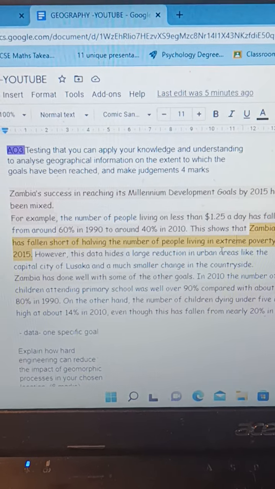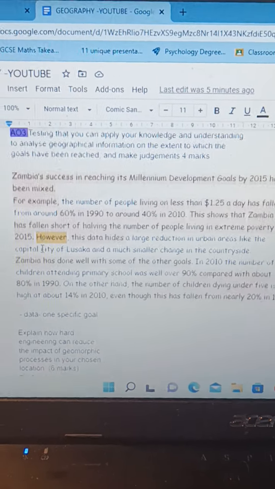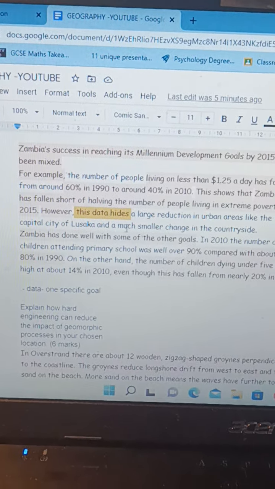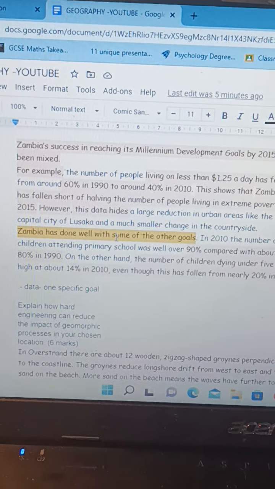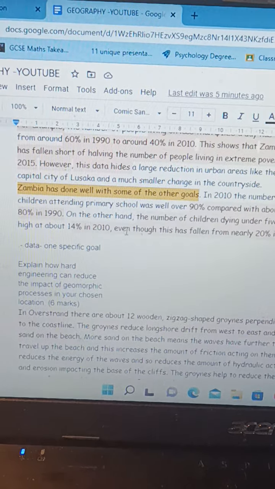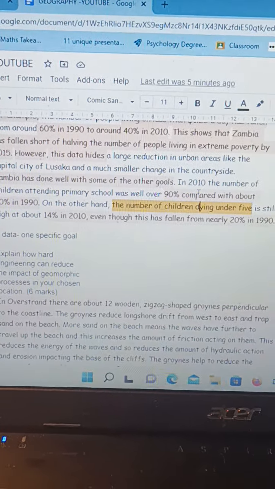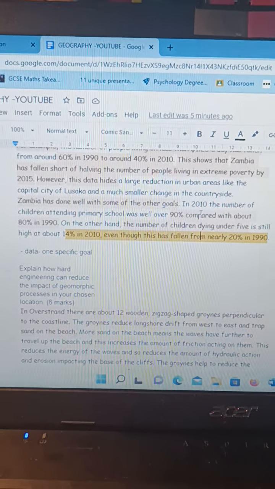So you've assessed the success of reaching the goal. Again, discourse marker. You might want to use it in assess. This data explains the problem with the data, and other goals that have been followed. This is again another data, another development goal.